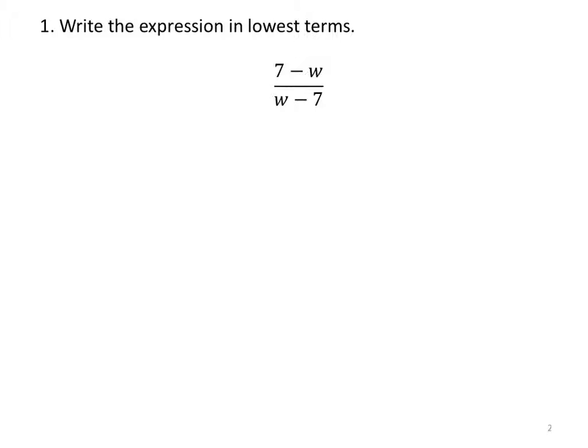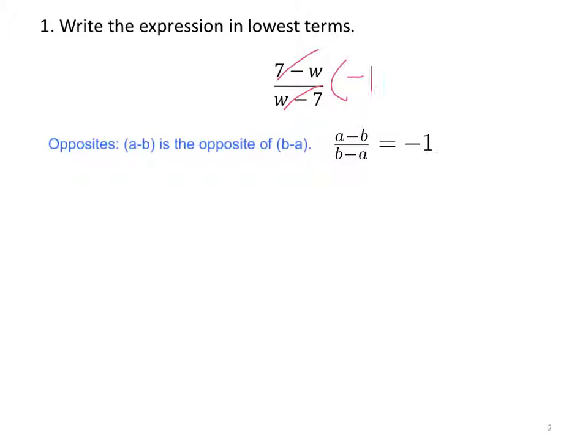In this problem, you are to simplify, and you need to realize that 7 minus w and w minus 7 are opposites. That means when you cancel the opposites, you end up with negative 1. So in this case, your 7 minus w and your w minus 7 cancel to leave negative 1. So that's your answer.